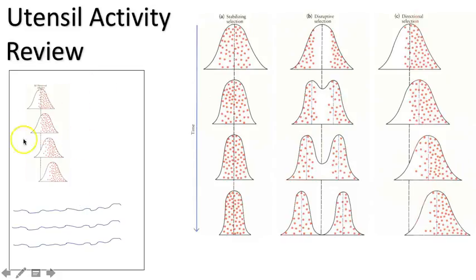So again, at the top of the page, I want you to have whichever graph set you've chosen, either directional, disruptive, or stabilizing. And then at the bottom of the page, you're going to summarize the activity and then explain why you think the graphs that you chose best fit the situation. And you're going to have about 4 or 5 minutes for that.